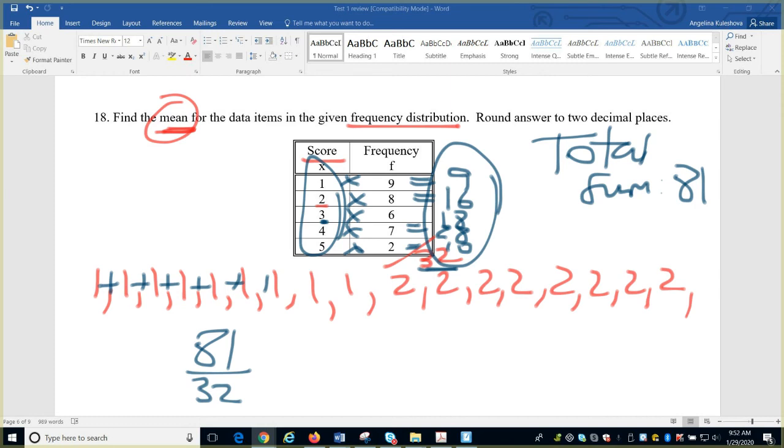And so to find the mean, we have to know the sum divided by the total. And so the mean score is about 2.53, which makes sense, right? The scores range from 1 to 5. And so the mean, the average one, works out to be about 2.53, so between 2 and 3.